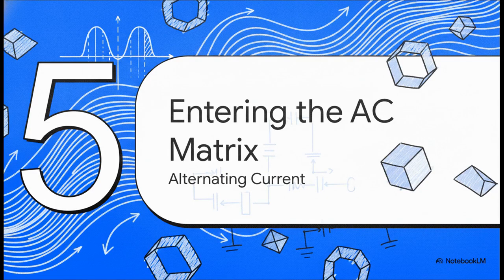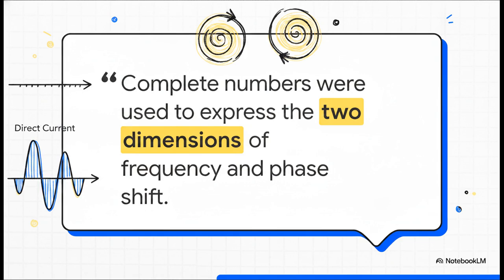Take a breath because we are hitting section 5, entering the AC matrix: alternating current. We are officially stepping into a multi-dimensional world here. I want to read this quote directly from the source material because it really hits the nail on the head. "Scalar numbers were abandoned and complete numbers were used to express the two dimensions of frequency and phase shift."